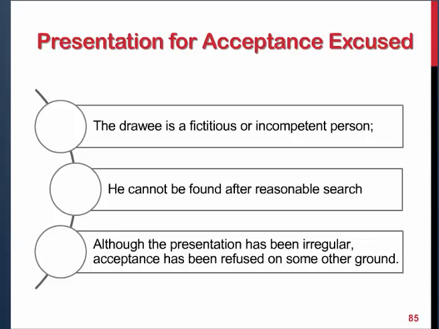In the following cases, presentation for acceptance is excused. If the drawee is a fictitious or incompetent person, there is no need to present the document for acceptance. Second, if the drawee cannot be found after reasonable search. Third, although the presentation has been irregular, acceptance has been refused on some other grounds.